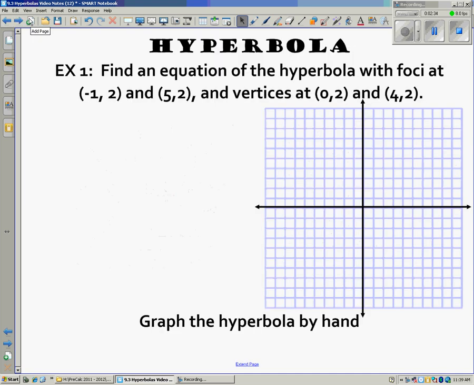So let's go ahead and get started with an example. We have to find the equation of a hyperbola, and these are my 2 vertices, and these are my 2 foci. So we're going to go ahead and find the equation, and we also have to graph it. So what I like to do is plot these points right away, and this gives me an idea of what my hyperbola is going to look like. I see here that my transverse axis is horizontal.